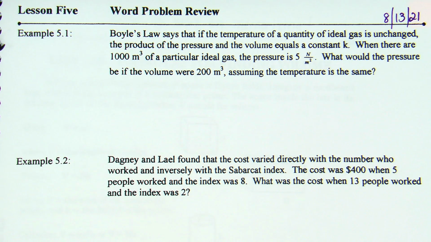Boyle's law says if the temperature of a quantity of ideal gas is unchanged, the product of the pressure and the volume equals a constant K. When there are 1,000 cubic meters of a particular ideal gas, the pressure is 5 newtons per meter squared. What would the pressure be if the volume were 200 cubic meters, assuming the temperature is the same?